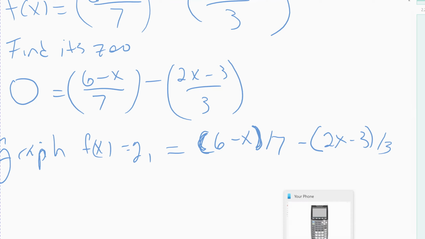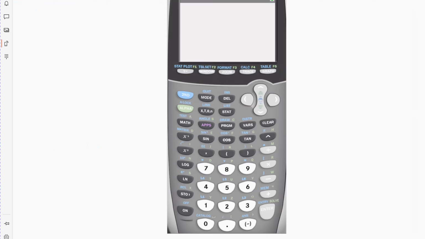All right, so I'm going to go to my calculator. I'm going to go to my y equal. There's nothing there, and so I go ahead and plug them in. So again, first thing I do is put parentheses. The first fraction's numerator was 6 minus x. Minus.